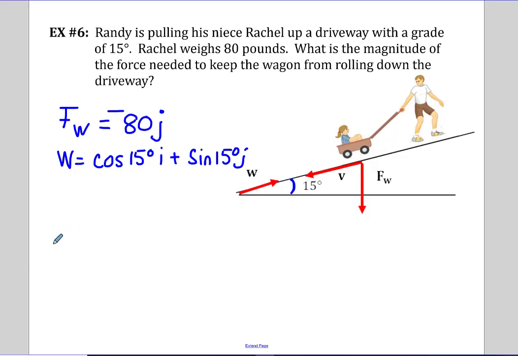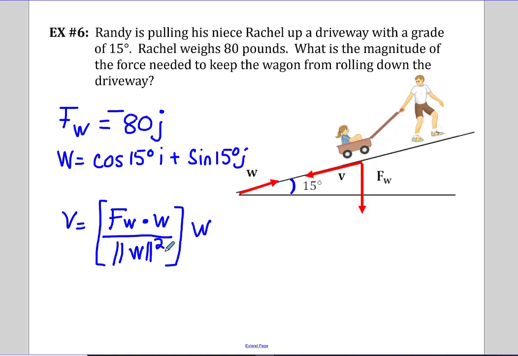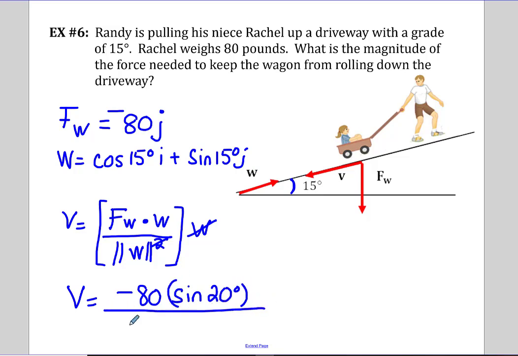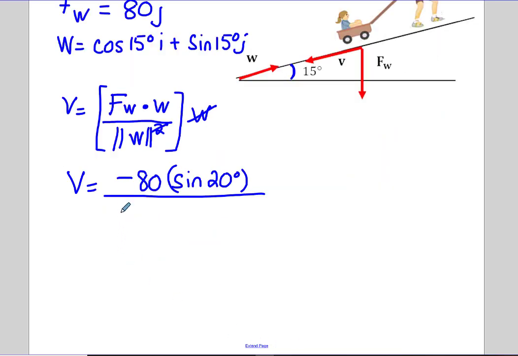Okay, so if I want to find V, I would do the force of her weight dotted with W, and then the magnitude of W squared times W. So this square would get rid of that W, and V would be negative 80, so the j and the j, sine of 15 degrees, divided by the magnitude of W, so that would be the square root of cosine 15 degrees squared plus the sine squared of 15 degrees under the radical. So we need our calculator again.